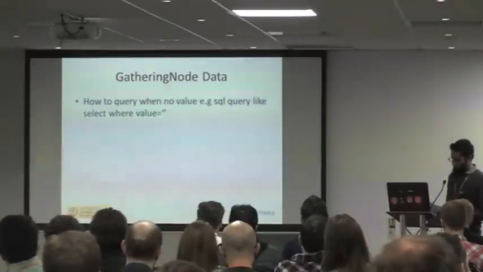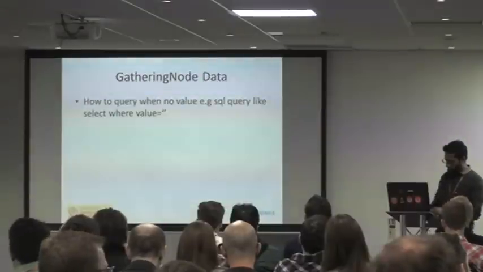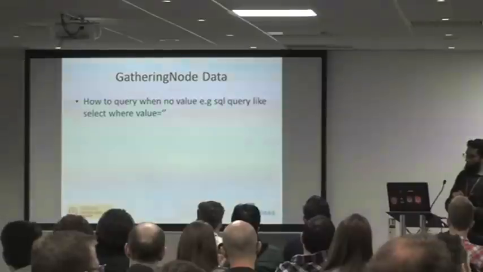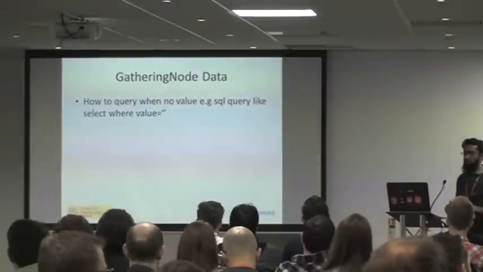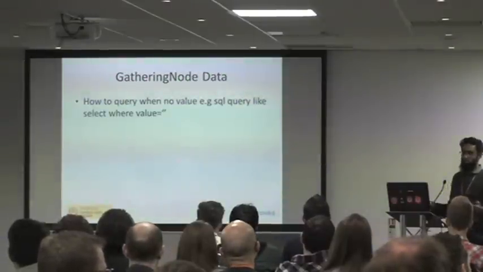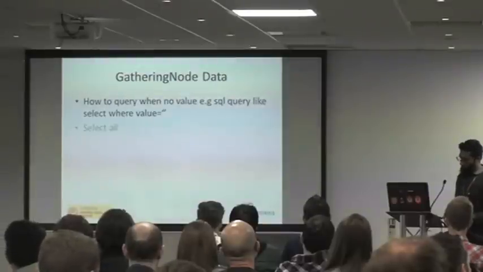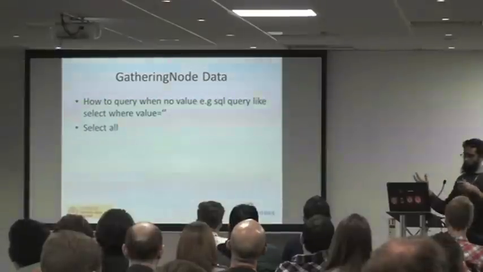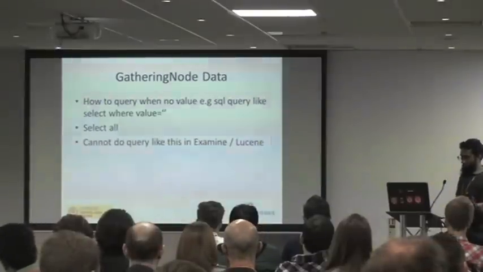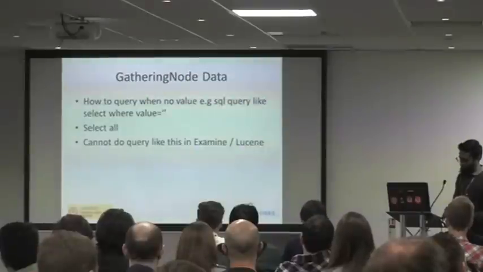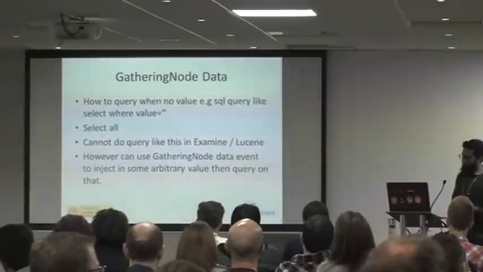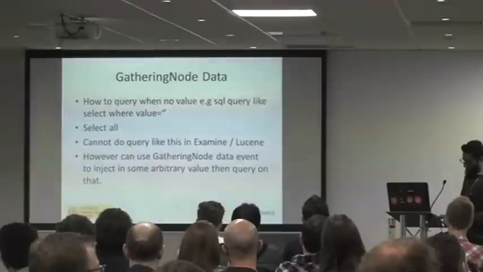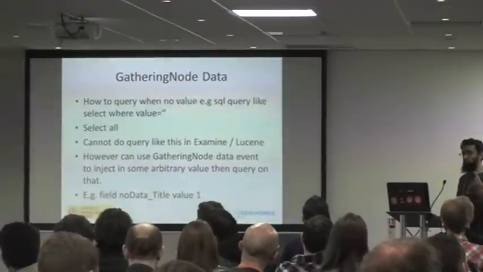The other thing where you would want to inject data in is that, out of the box with Lucene, you can't do a search where the value of a field equals nothing. So another example is doing a select all with Examine, just like a select star from whatever table, or in this case from your actual index. But what you can do is use the gathering node data event and inject in some arbitrary data and then actually query on that.